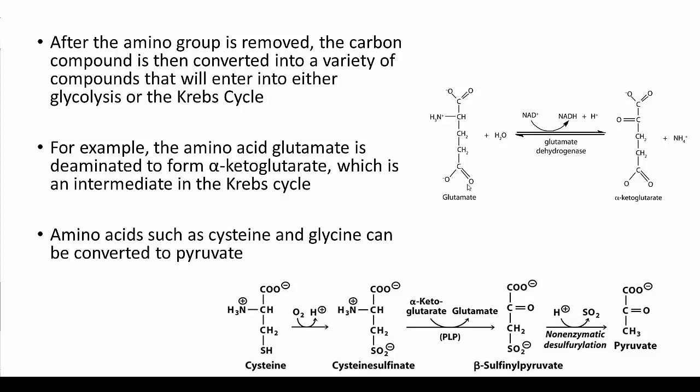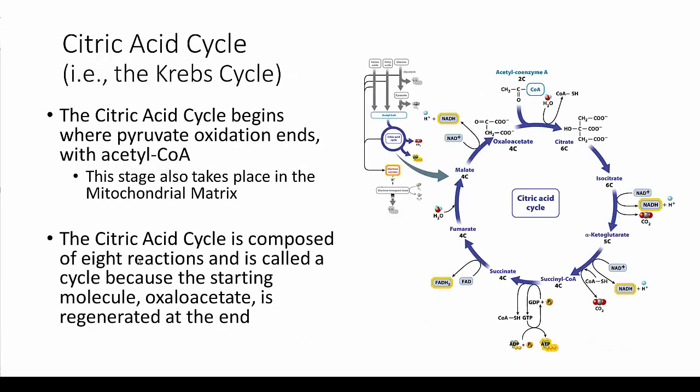Okay, so in this example of glutamate, we see that glutamate has the amino group removed, and it's now converted to a carbon compound, alpha-ketoglutarate. Alpha-ketoglutarate will enter into the Krebs cycle as one of the key intermediates. Let's back up here just real quick so you can see that alpha-ketoglutarate occurs here midway through our Krebs cycle, or the citric acid cycle.